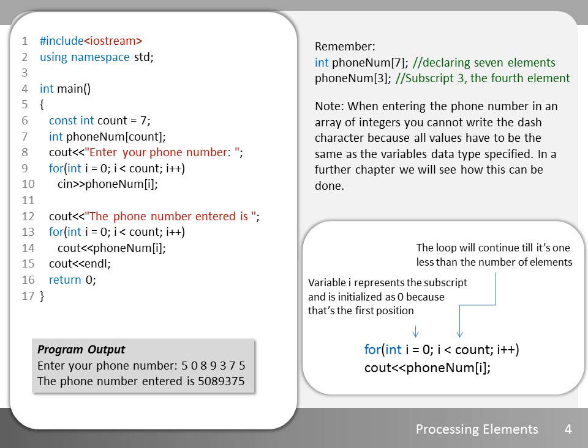What you're going to do is make a for loop and initialize i to 0 to represent the subscript in the array, and the loop will continue till i is 1 less than the number of elements in the array, and finally i increments by 1. Next, I added i inside the brackets of the array.